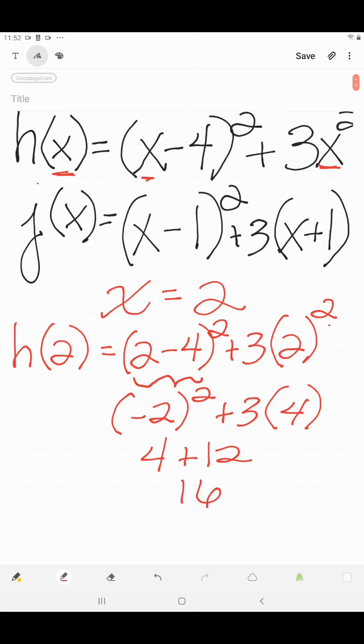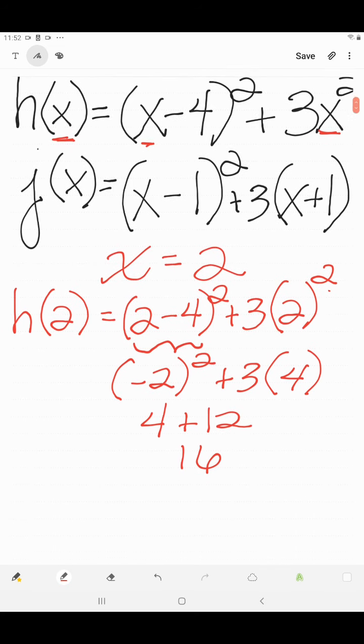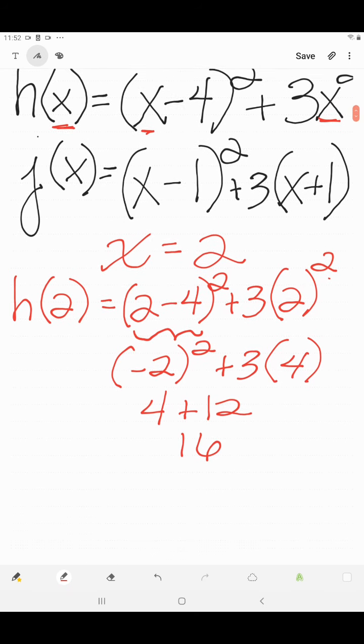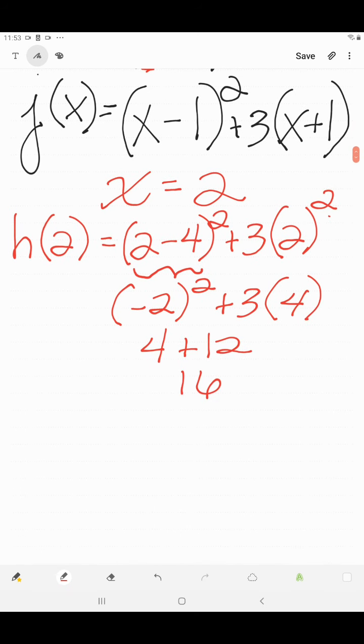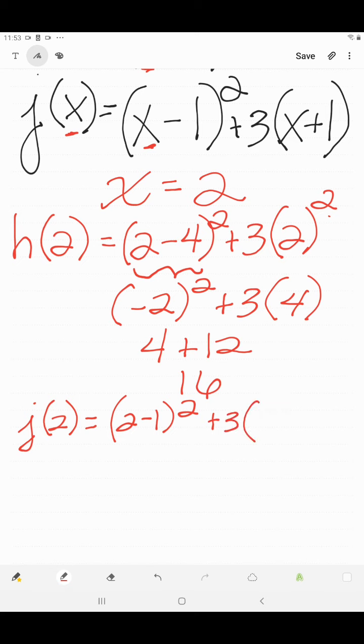Now let's see, you guys, if we get 16 when we plug in 2 for j of x. Okay, so let's go ahead and plug in 2 here and see what we get back. So we're going to get j of 2 equals, instead of x, I'm plugging in 2. (2 minus 1) squared plus 3. And again, instead of x, I'm plugging in 2. So I'm plugging in 2 plus 1.